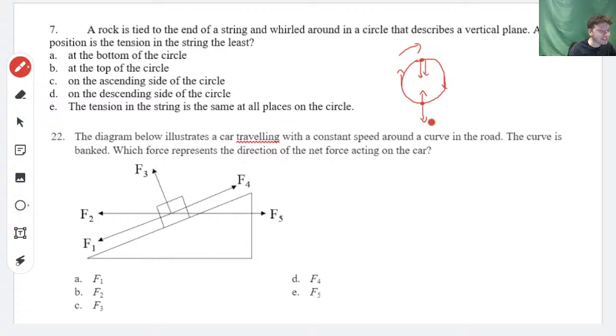So if we're to maintain a certain centripetal acceleration, at the top, gravity is helping us. So tension doesn't need to be as big. But at the bottom, gravity is opposing us, and therefore, tension needs to be that much larger. So where's tension going to be the least? At the top.